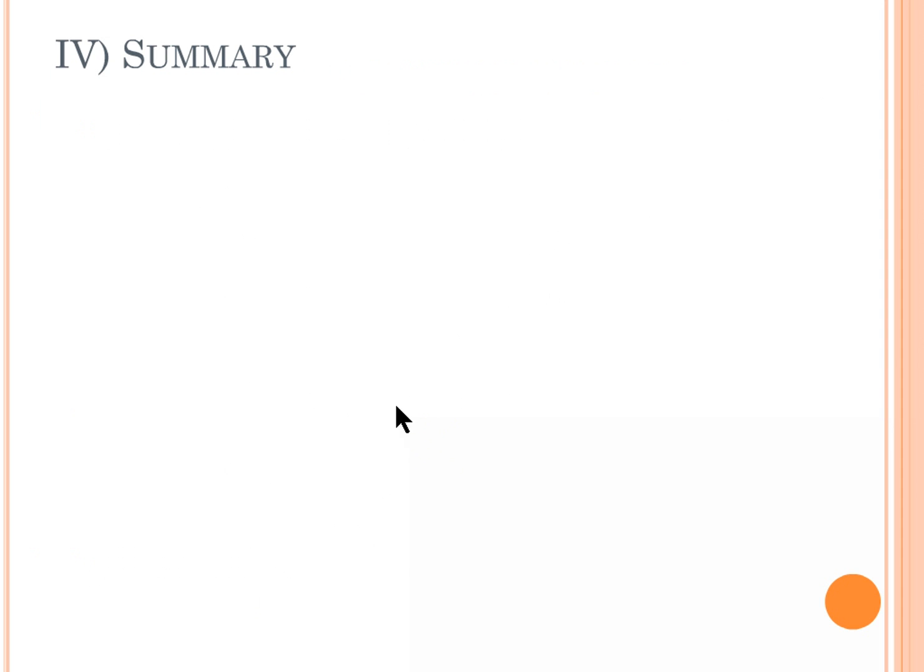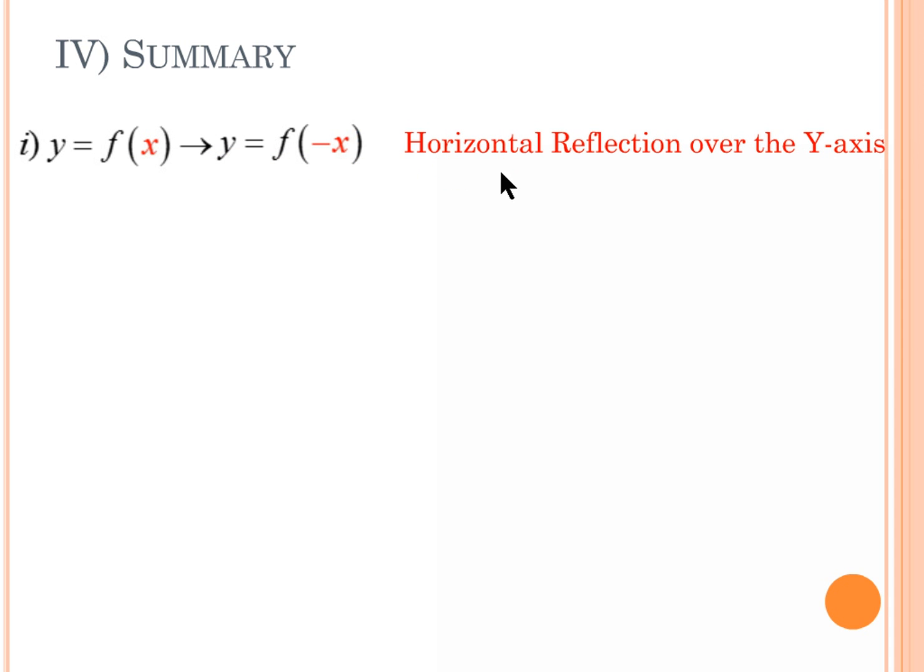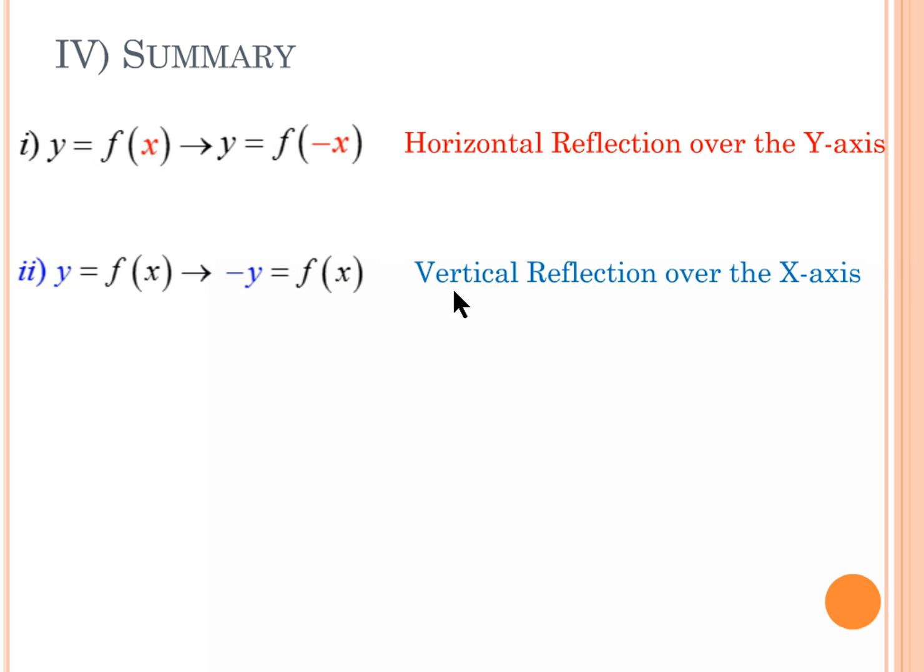All right, a little summary here before we get on to a few practice problems. If I have y equals f of x being transformed into y equals f of negative x, then this represents a horizontal reflection. And for horizontal reflections, we are reflecting over the y-axis. If I have y equals f of x, and it undergoes a transformation and looks like negative y equals f of x, here's a minus sign, this represents a vertical reflection over the x-axis.